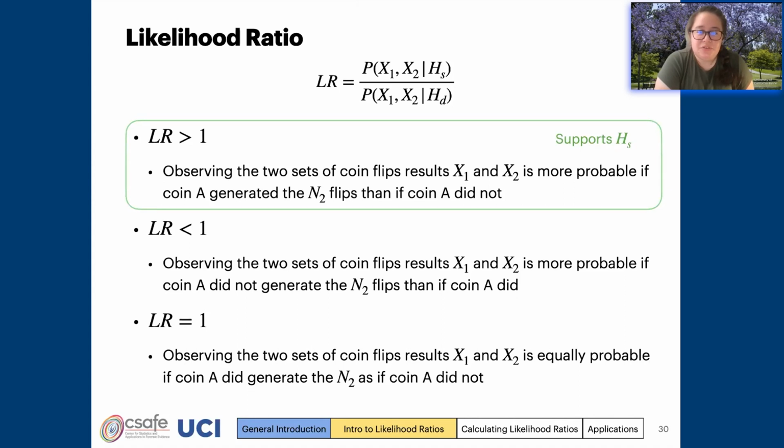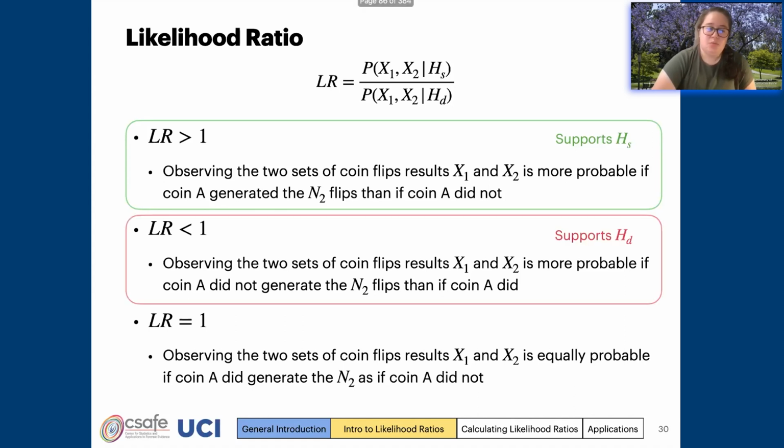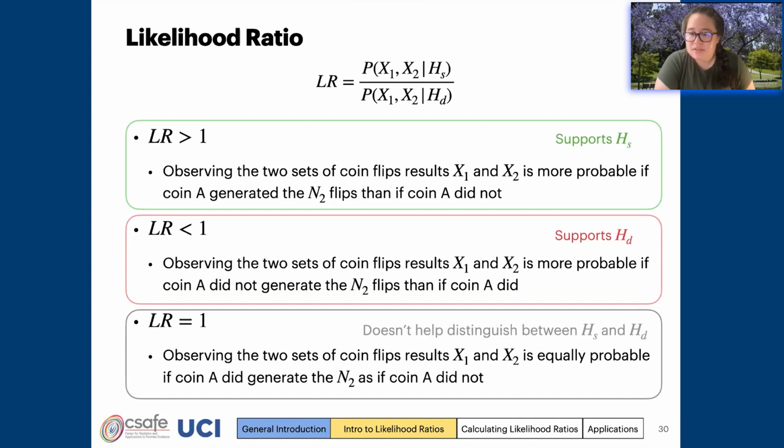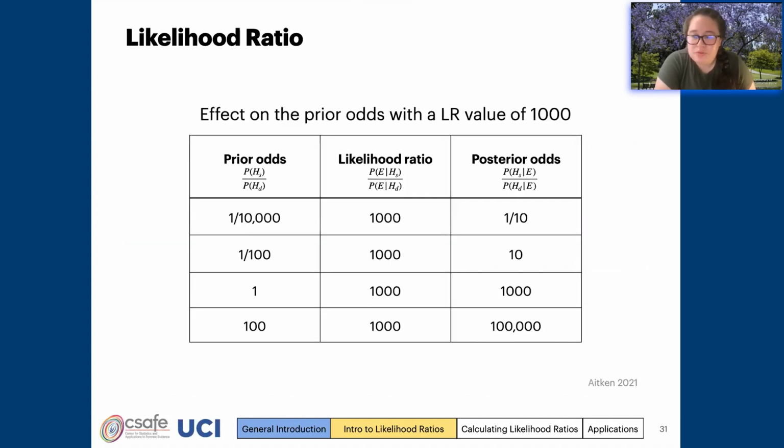So getting a likelihood ratio greater than 1, more probable, what does that actually mean for our source propositions? In general, this would support the same source proposition, whereas getting a likelihood ratio less than 1 supports the different source proposition. And the equal to 1 case doesn't really help us distinguish between the two. So this is a table reproduced from Dr. Colin Aitken's textbook that shows that even getting the same likelihood ratio value can have a different effect in the context of different values for the prior odds.